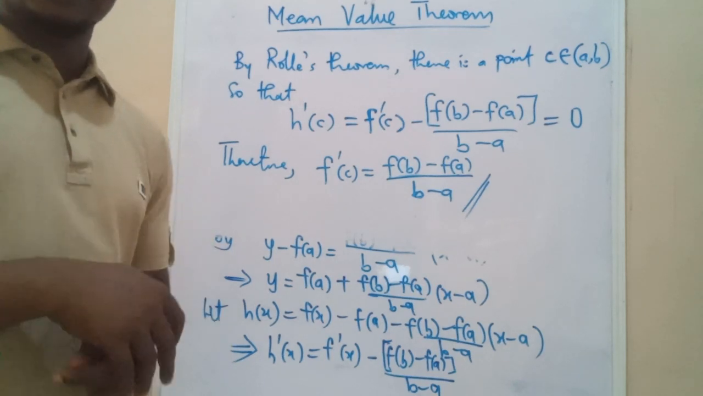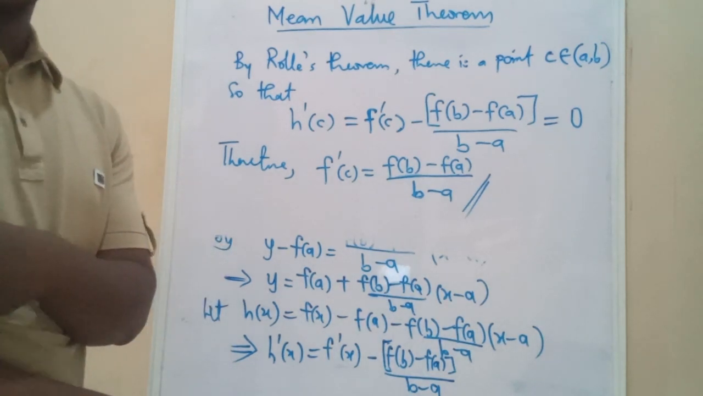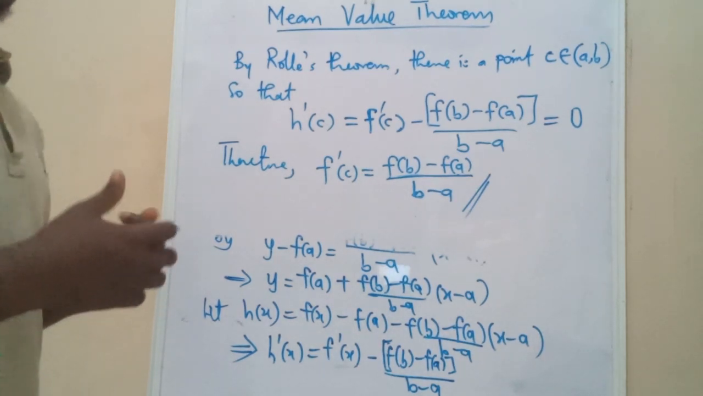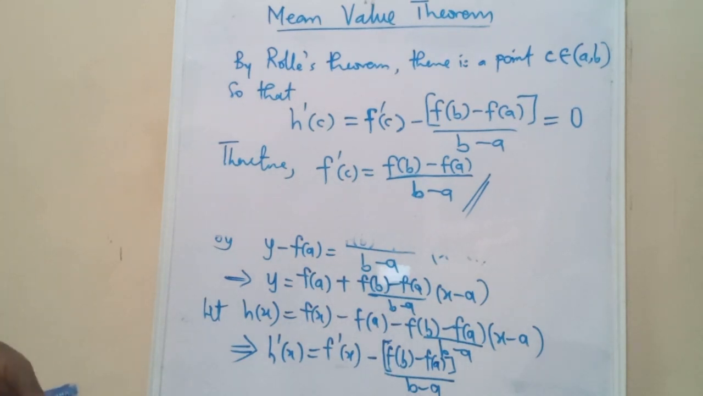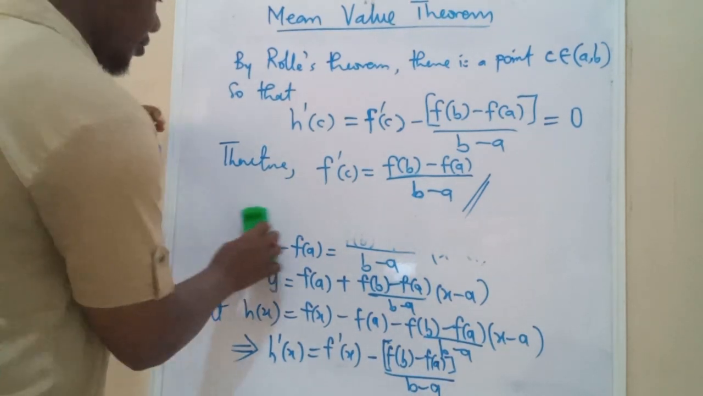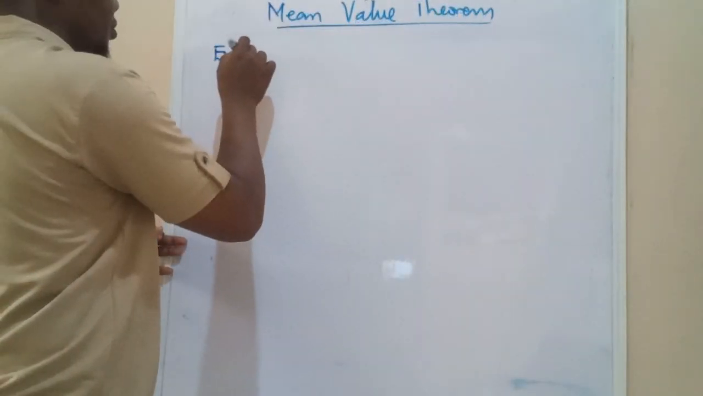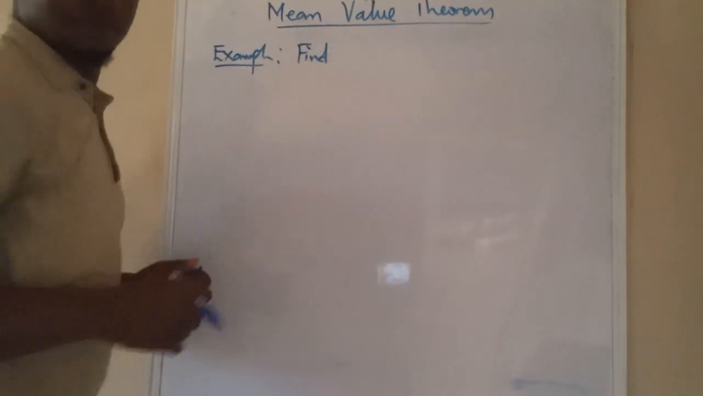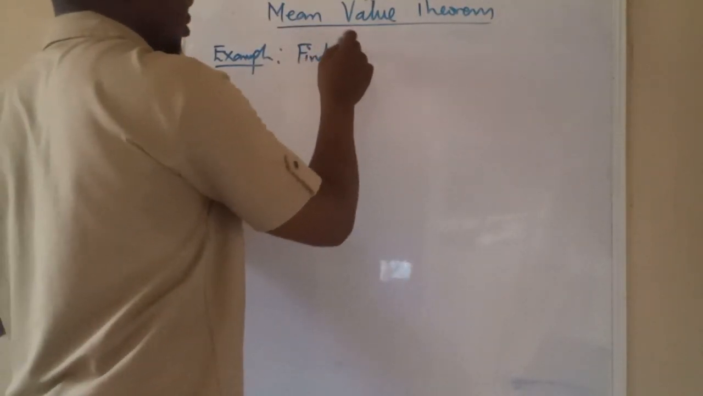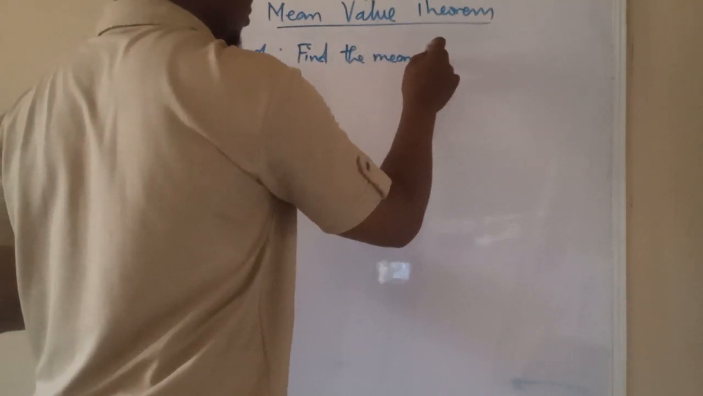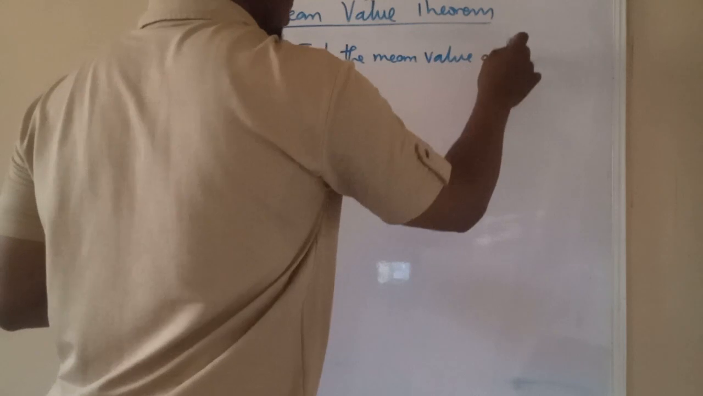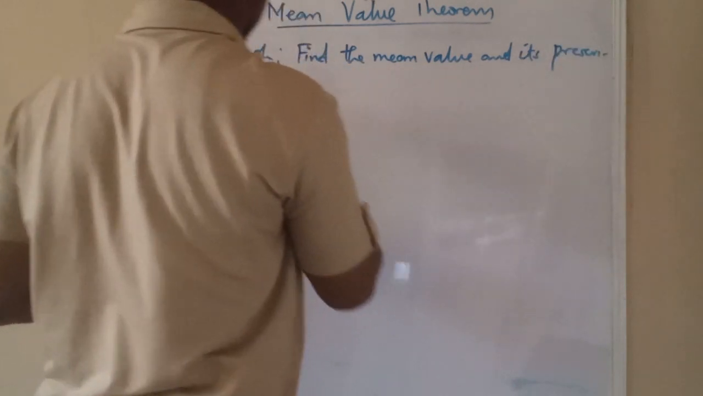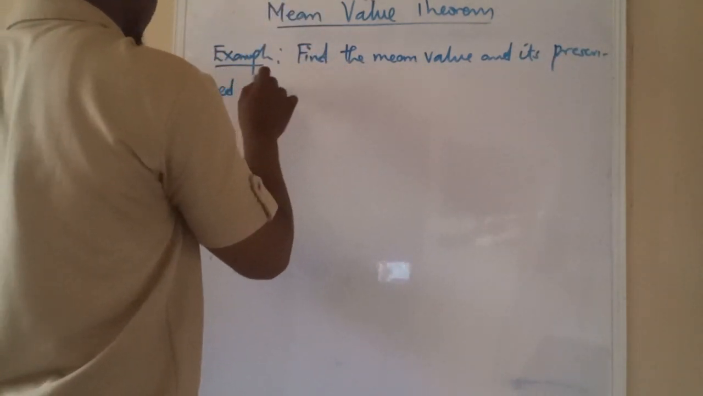So we can now look at some examples of this mean value theorem. How do we apply this mean value theorem to solve real problems in calculus? Okay, so find the mean value and its prescribed point.